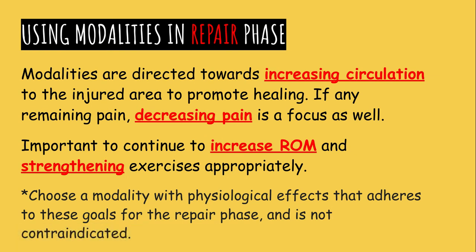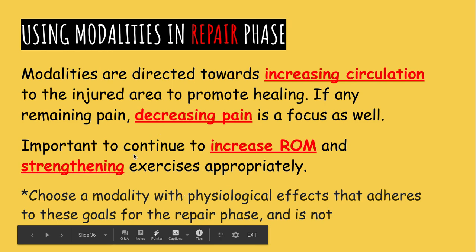If we're talking about the repair phase, we are trying to increase circulation. You're still trying to obviously not allow them to suffer too much pain, but now you can start increasing range of motion. You can start your strengthening exercises if they have that range of motion ability. And then again, you're just making sure whatever modalities you're choosing can help with whatever your goals are.